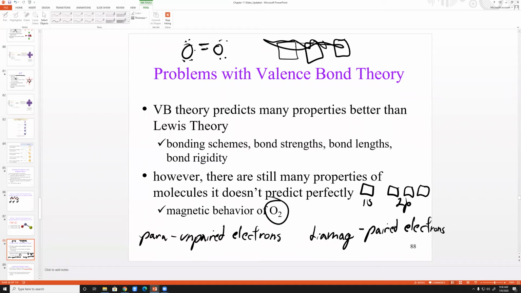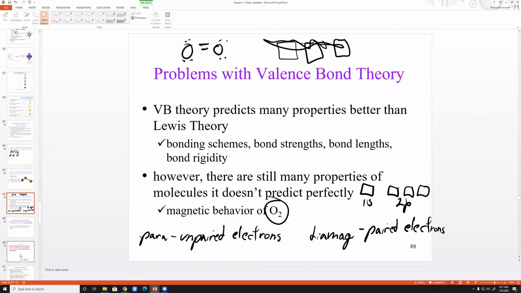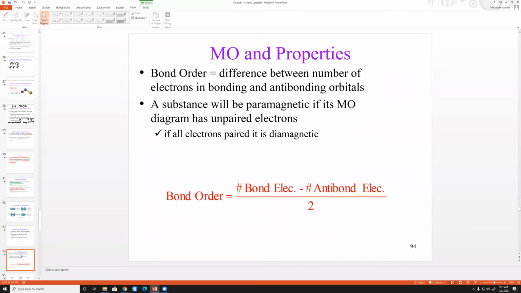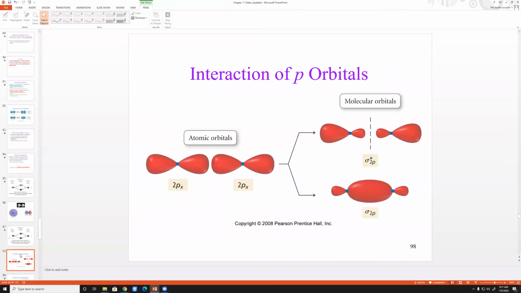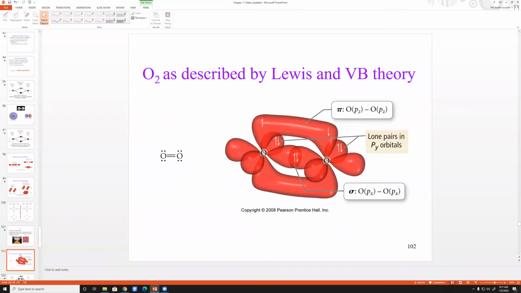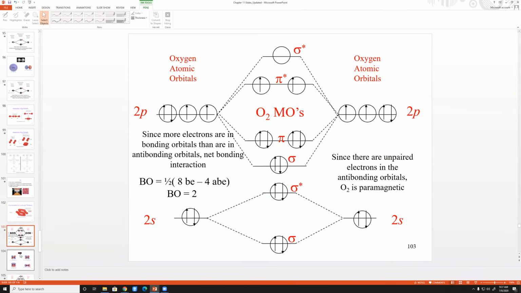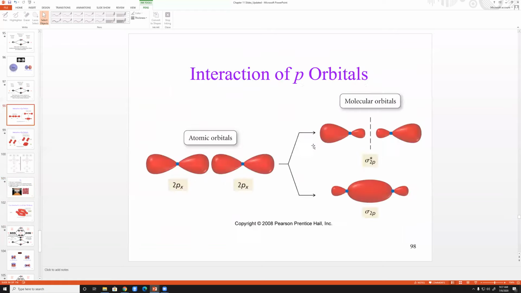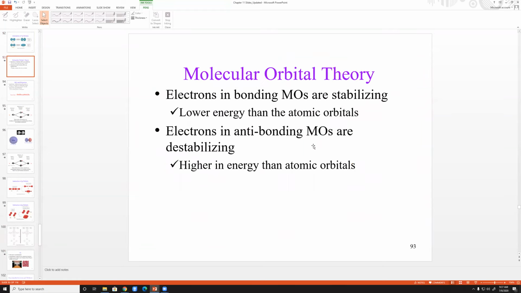I'm not going to draw the orbital diagram, but I'm going to show it. Here we go. So O2 is paramagnetic, but the Lewis structure actually shows it as diamagnetic, that everything is paired. But when we learn about this, we'll see that it's not. But let's get into it one step at a time.